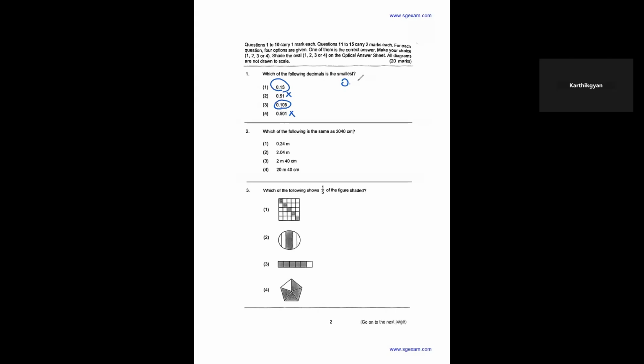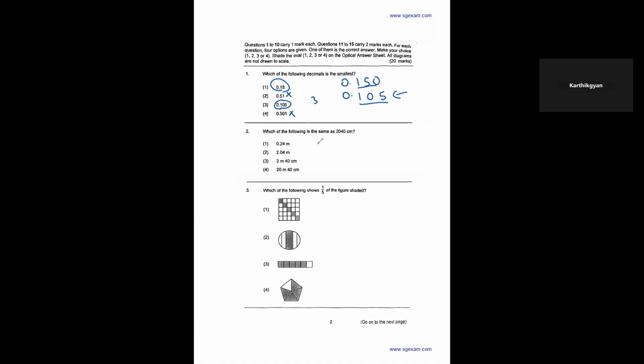So 0.15, you can write down like that, and 0.105, you can write down like that. Now for decimals, once you end, you can just put zeros as many as you want. So we stop here. You compare whether 150 is bigger or 105 is bigger. 150 is bigger, so therefore 0.105 is the smallest, which means option 3 is the smallest.